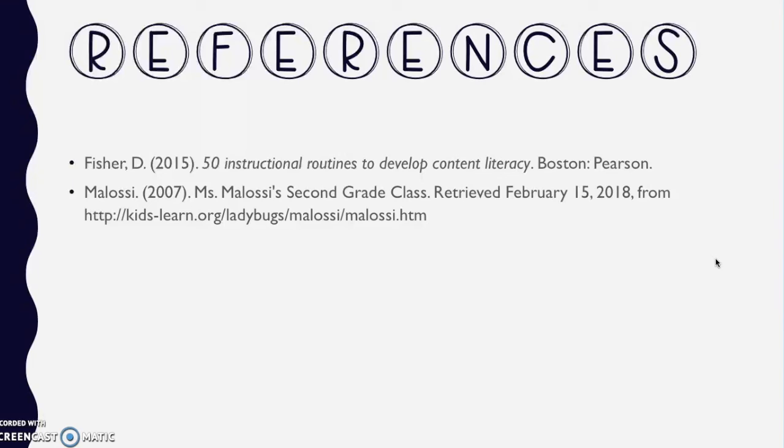Those are my references. I used Fisher's 50 Instructional Routines to develop content literacy, and then a picture of an anchor chart from Miss Meliss's 2nd grade class.